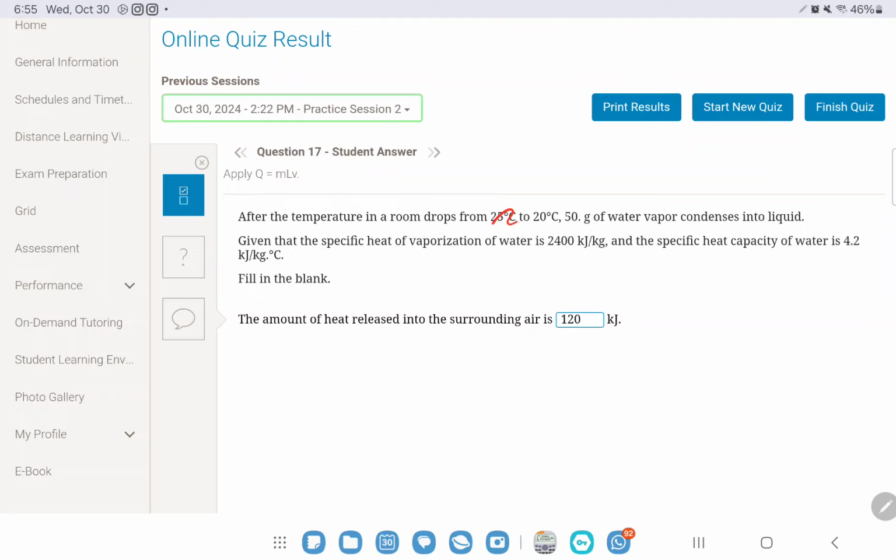After the temperature in a room drops from 25 to 20 degrees Celsius, so our delta T is 5, 50 grams of water vapor condense to liquid. Condense means we're using the specific heat of vaporization, which means we're using Q equals mass times L. I don't know why it's called LE. It should be called LV. Anyways, our mass is 0.05.